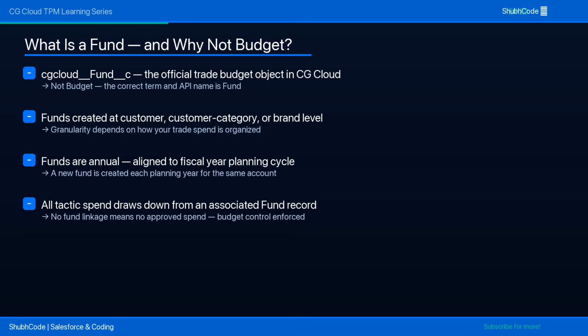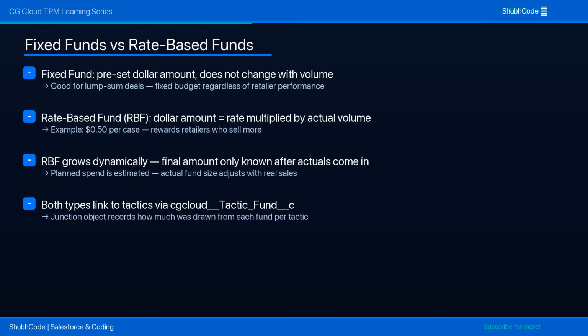Funds are created at specific levels in the account hierarchy, for a specific customer, or a customer category combination. And funds have a planning year, typically annual, matching your fiscal cycle. There are two main types of funds. Let's understand both clearly. Fixed funds are straightforward. You have a set amount, say $500,000. That's your total budget for that account and category for the year. It doesn't change unless you manually adjust it. Every promotion tactic that draws from this fund reduces the available balance.